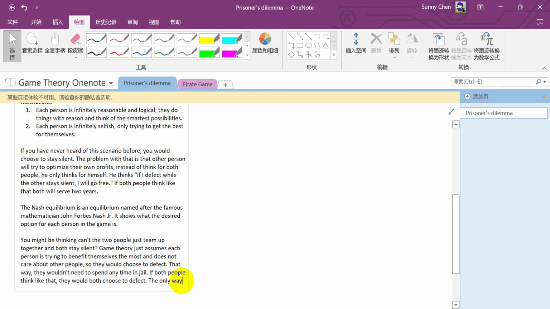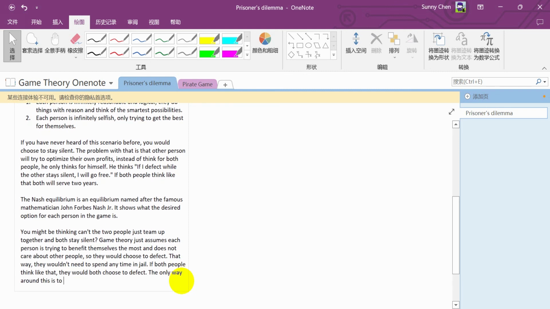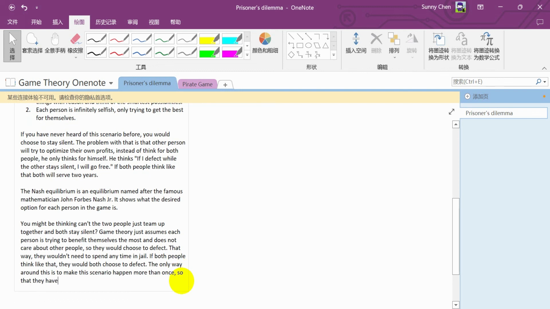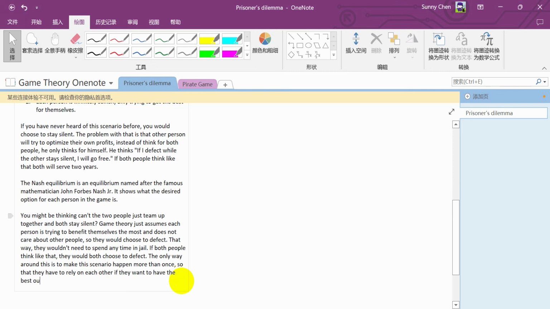The only way around this is to make this scenario happen more than once, so that they have to rely on each other if they want to have the best outcome next game.